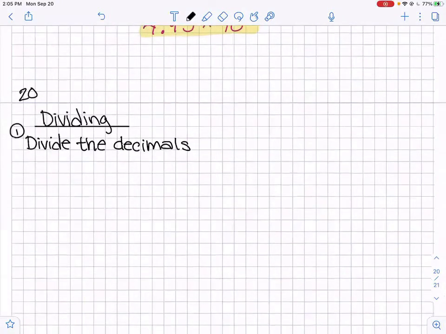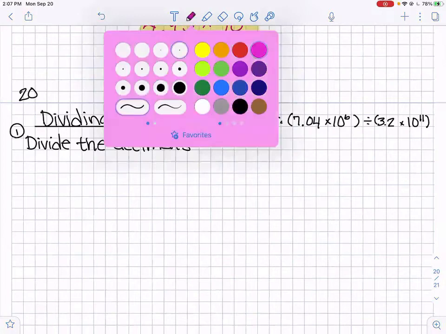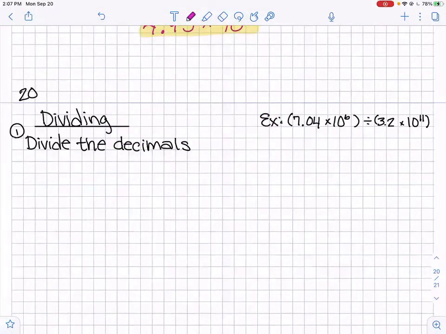Okay, so we're going to work on this problem with our steps. So divide the decimals. In this problem, I'm going to do 7.04 divided by 3.2. Does anybody know what that is? I'll tell you. It's 2.2. So all we did was take those 2 decimal numbers from the front of the problem and divide them.